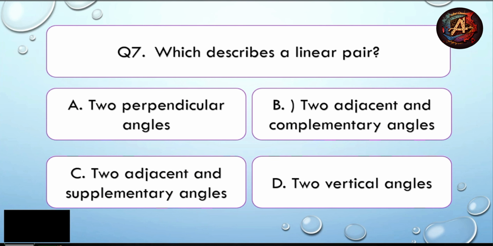Is it A, 2 perpendicular angles, B, 2 adjacent and complementary angles, C, 2 adjacent and supplementary angles, or letter D, 2 vertical angles? I'll give you 5 seconds to think about your answer.